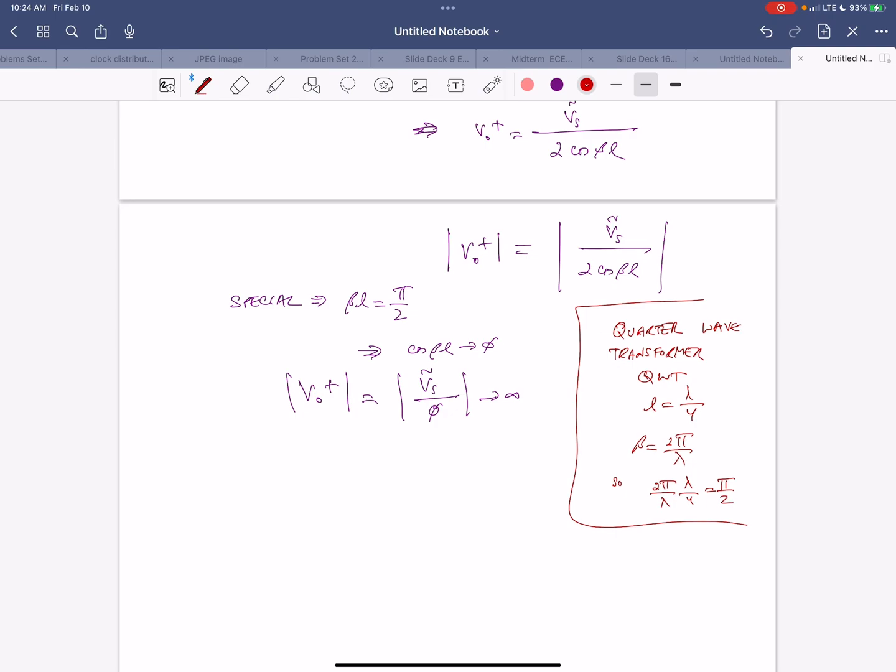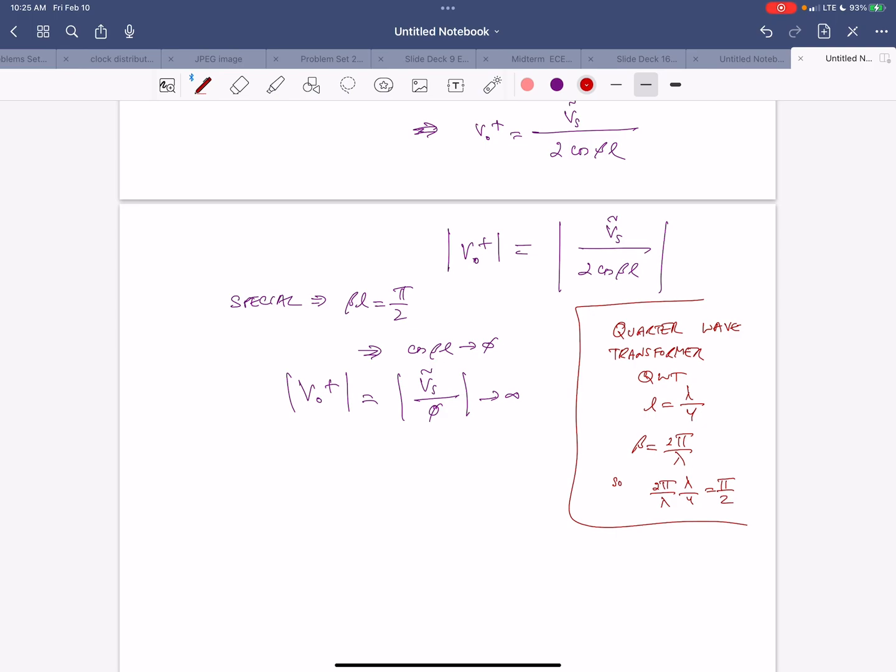We're going to come back to this. For the L, is the length equal to lambda over 4? Yeah, quarter wave. What's your name? Alexandria. Alexandria, thanks.